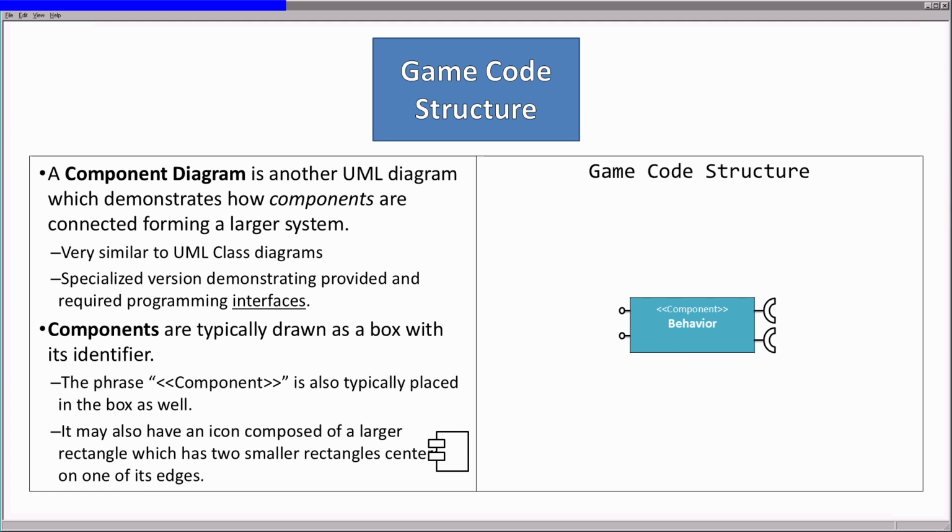Components are typically drawn with a box with an identifier. The phrase component is also typically placed in this box as well. It may also have an icon composed of a larger rectangle with two smaller rectangles centered around one of its edges. Component diagrams can be created in a variety of ways.